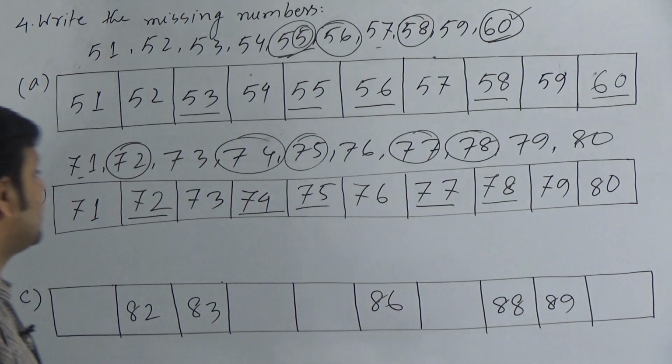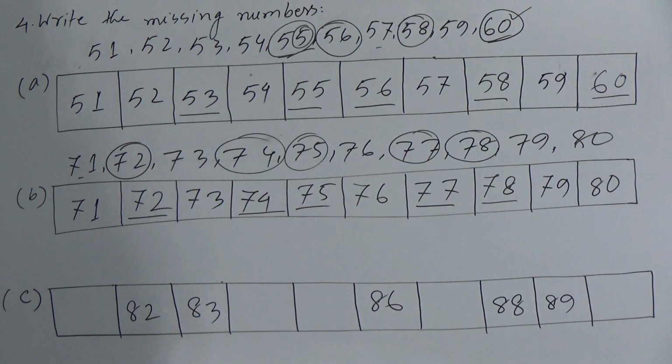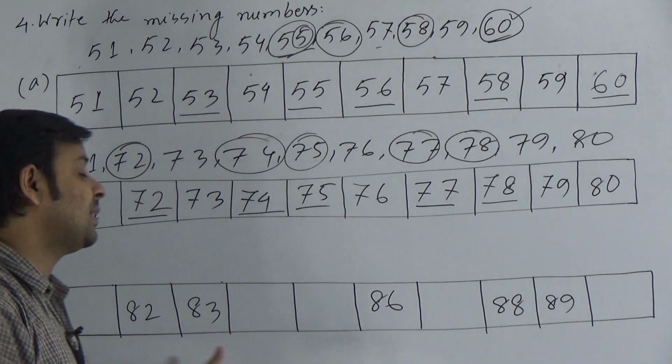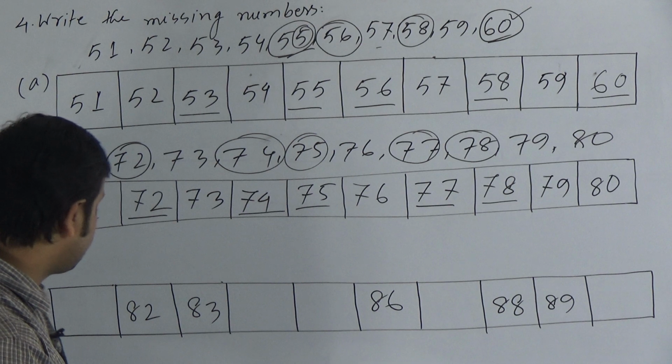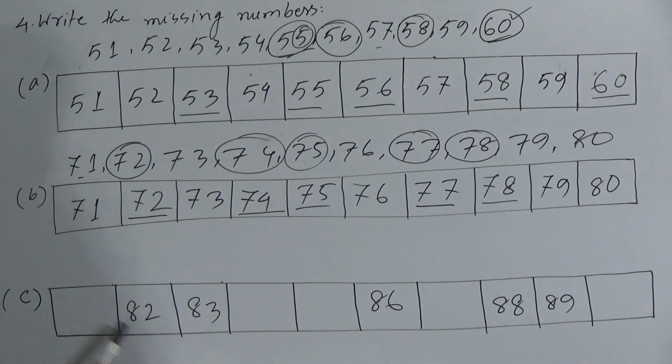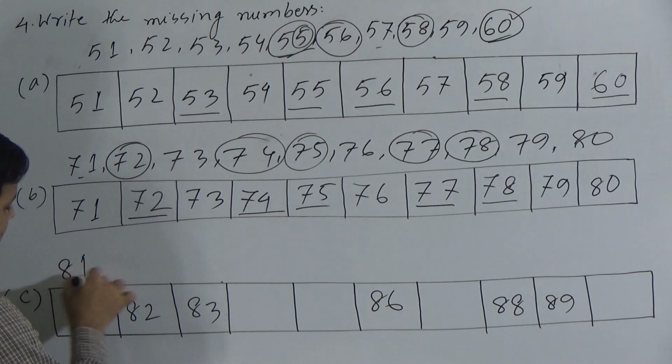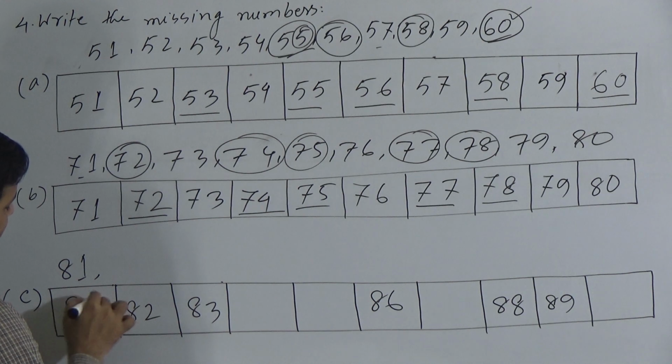Okay, dear students, now see the last question, question C. In these questions also some numbers are given and some gaps are given. Dear students, we have to fill up these gaps by using numbers. You know, before 82 here is a gap. You know that before 82 the previous number is 81. So the number started from 81. So this will be 81.